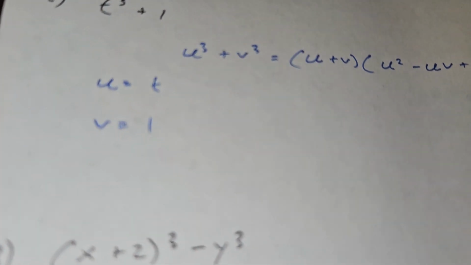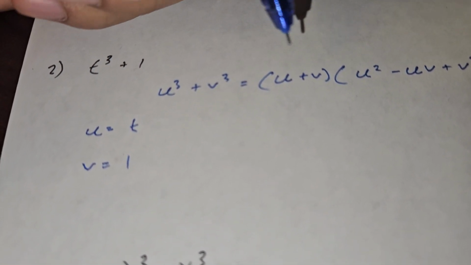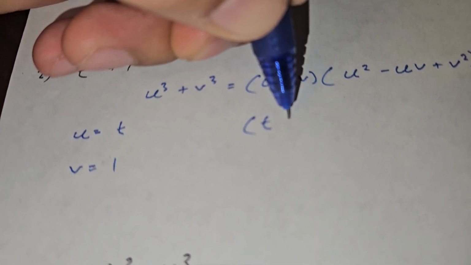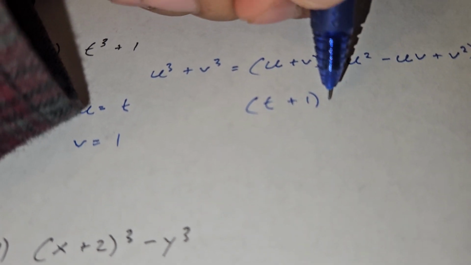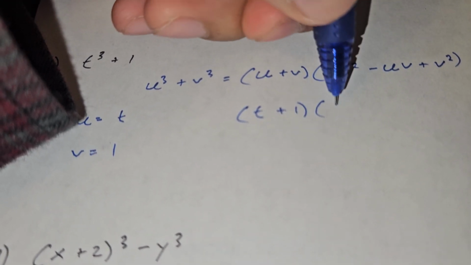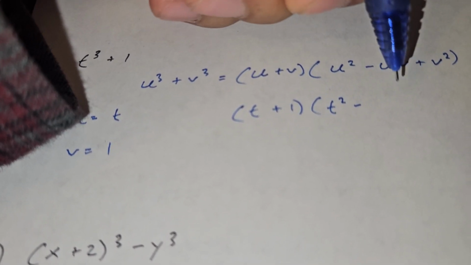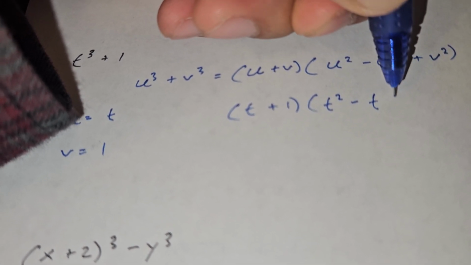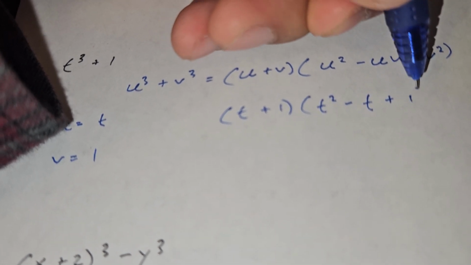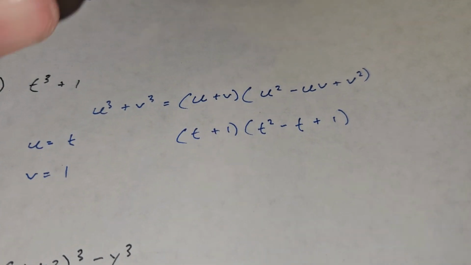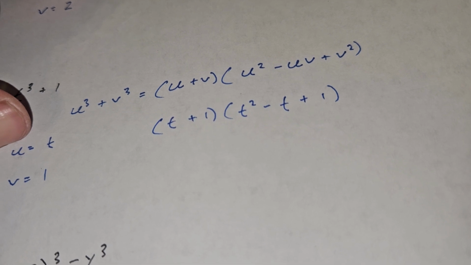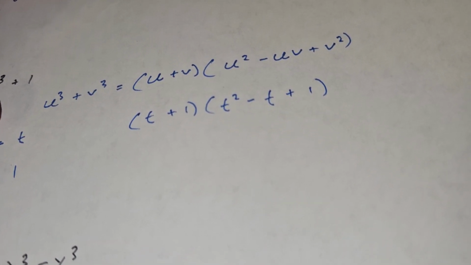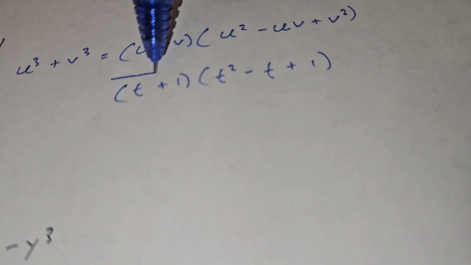So let's go ahead and plug our values into the formula. So u plus v is t plus 1. u squared is t squared minus u times v, 1 times t is just going to give us t, right? Plus v squared, 1 times 1 is just going to give us 1, right? So we have t plus 1 times t raised to the second power minus t plus 1, right? That's going to be our answer for this one.